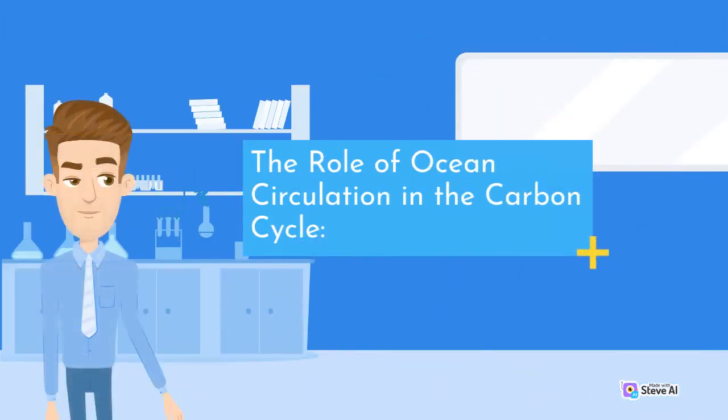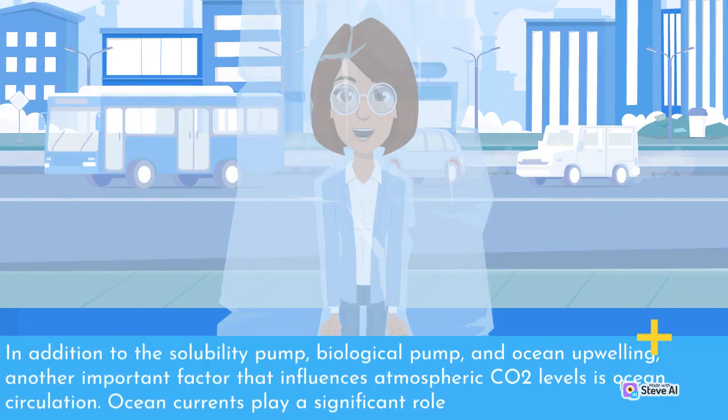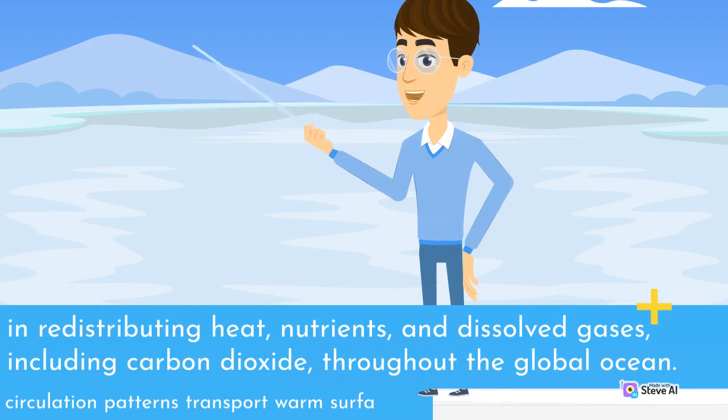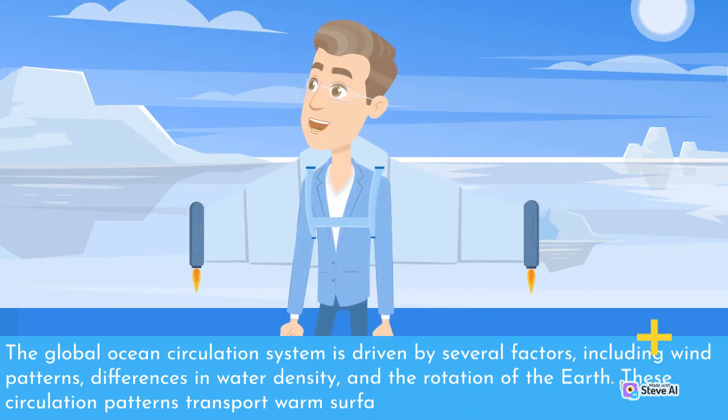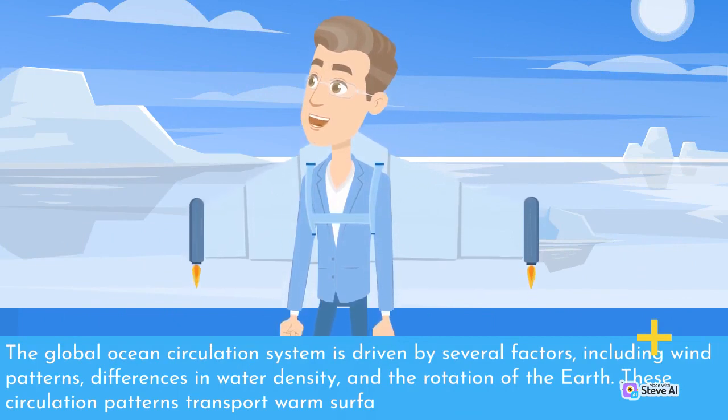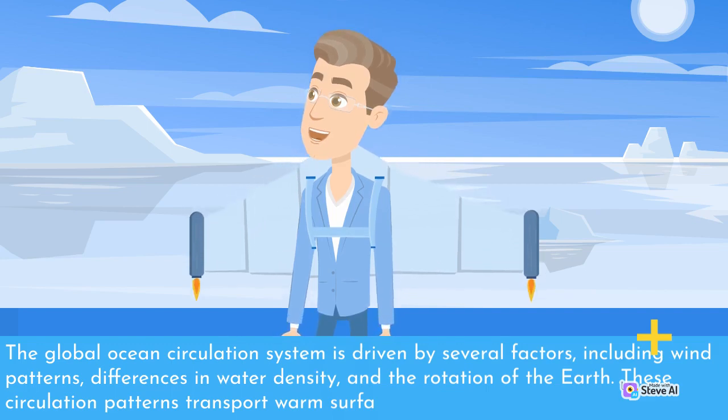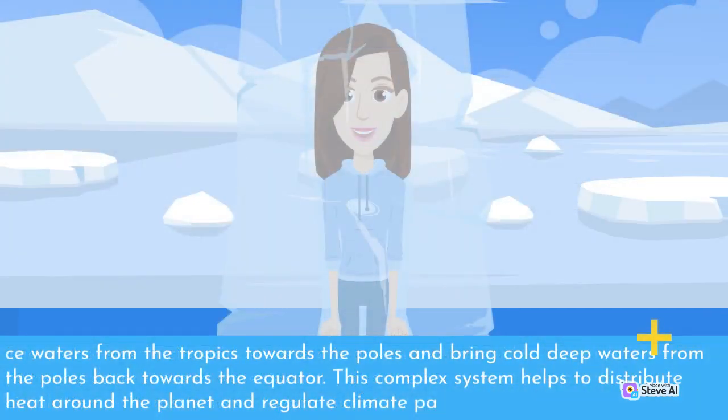The role of ocean circulation in the carbon cycle. In addition to the solubility pump, biological pump, and ocean upwelling, another important factor that influences atmospheric CO2 levels is ocean circulation. Ocean currents play a significant role in redistributing heat, nutrients, and dissolved gases, including carbon dioxide, throughout the global ocean. The global ocean circulation system is driven by several factors, including wind patterns, differences in water density, and the rotation of the Earth. These circulation patterns transport warm surface waters from the tropics towards the poles and bring cold deep waters from the poles back towards the equator. This complex system helps to distribute heat around the planet and regulate climate patterns.